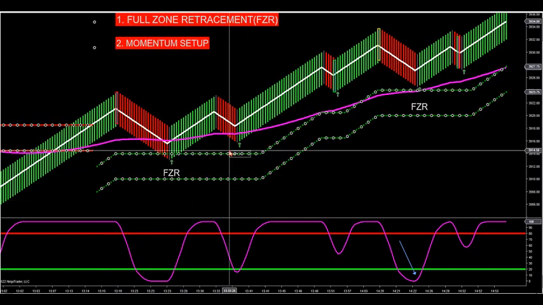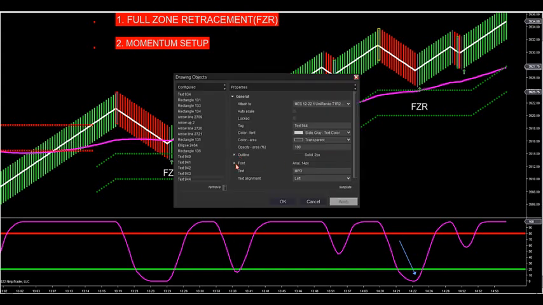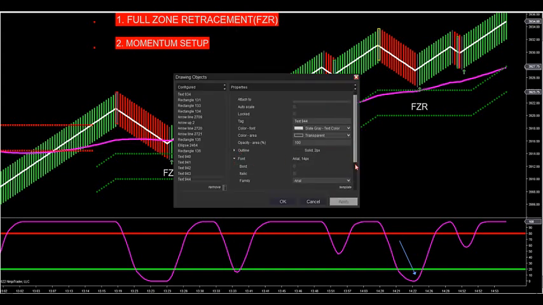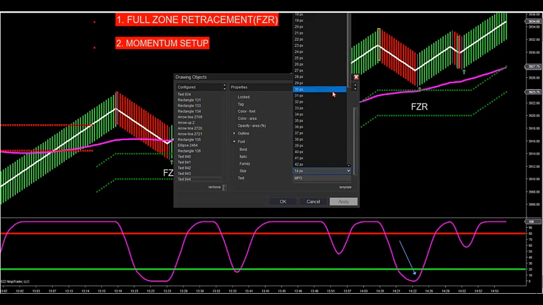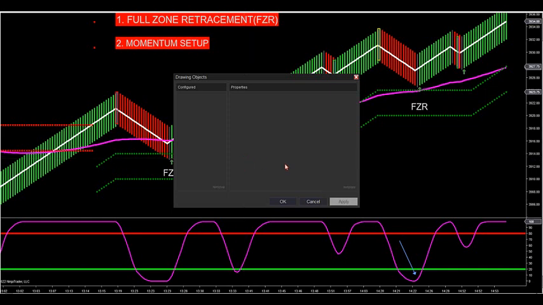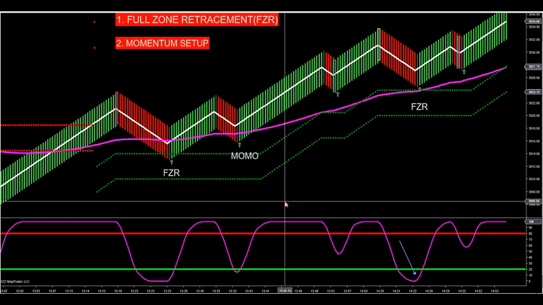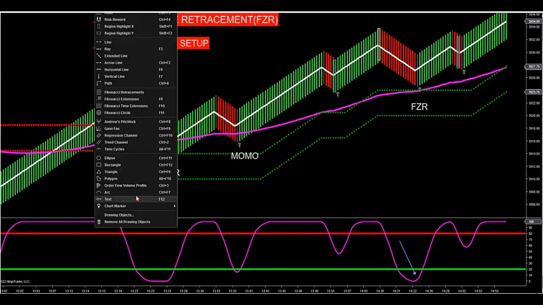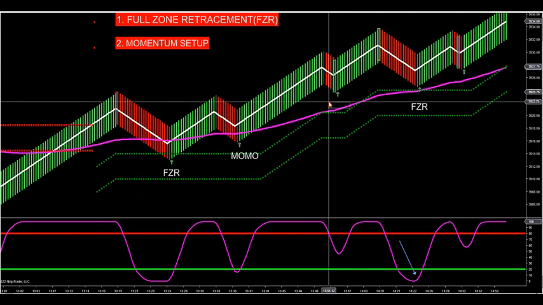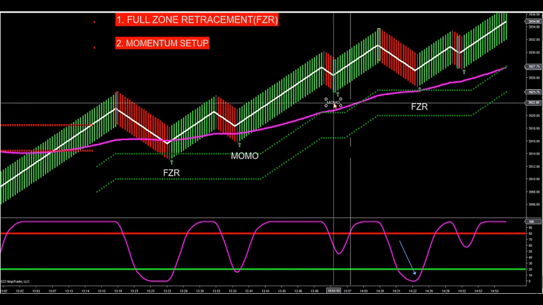Now, this is off the longer time frame chart of 1/20/20. You can see the wrinkles are really smooth on it. I'm going to show you how you can check down to smaller time frame on these trades. So that's not an MPO, but a MOMO. That's a momentum setup. There's a MOMO. There's a MOMO.